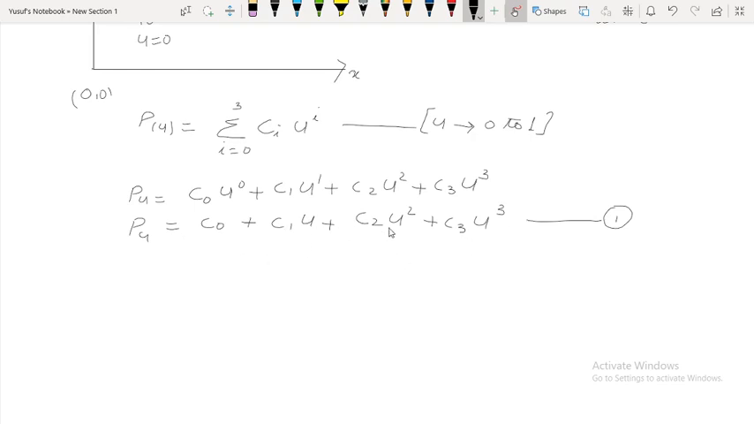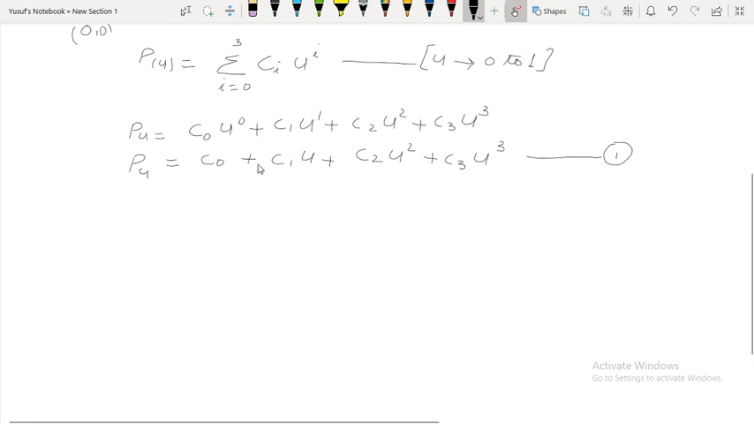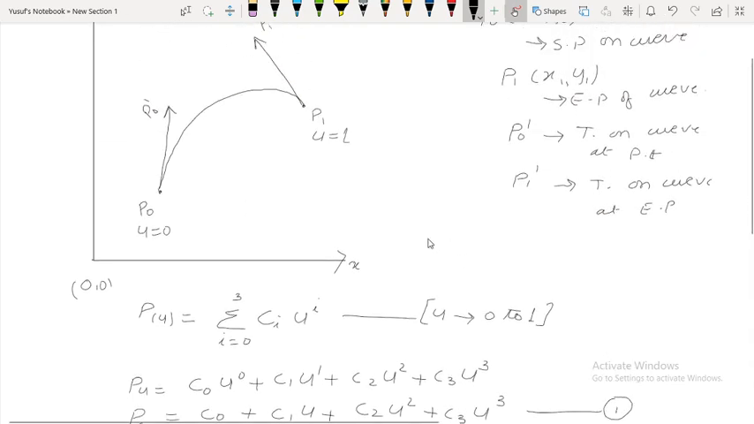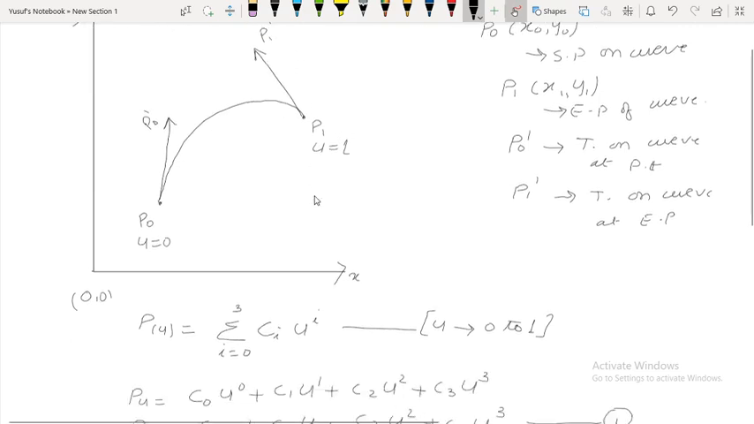So C0, C1, C2, and C3, these are the four coefficients. And u is a parameter, and C0, C1, C2, C3 are the constants or coefficients. So the constants you have to calculate by putting the boundary conditions. We have four different boundary conditions, and by using the four boundary conditions we have to calculate these four coefficients. So the four boundary conditions are the start point information and tangent at the start point, the end point information and tangent at the end point. These four boundary conditions we have.